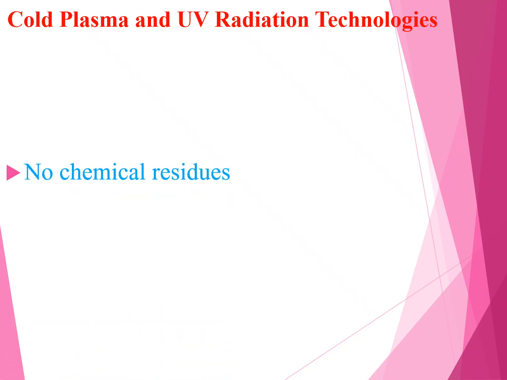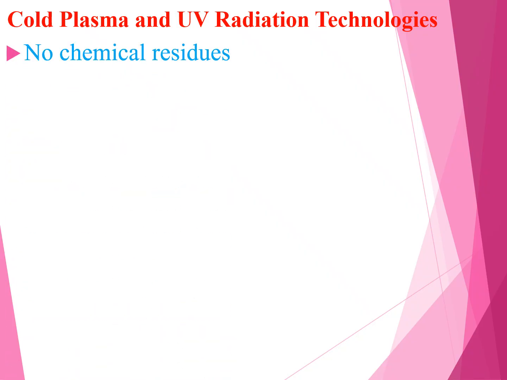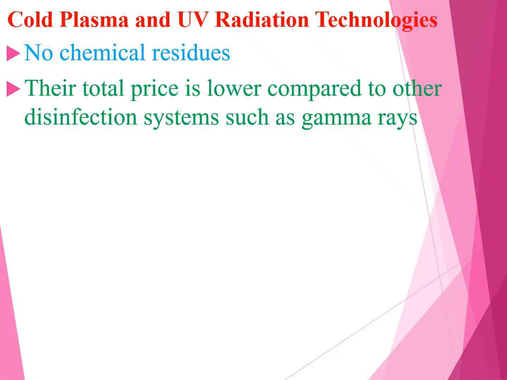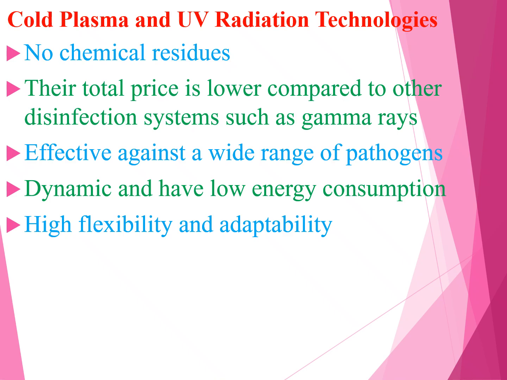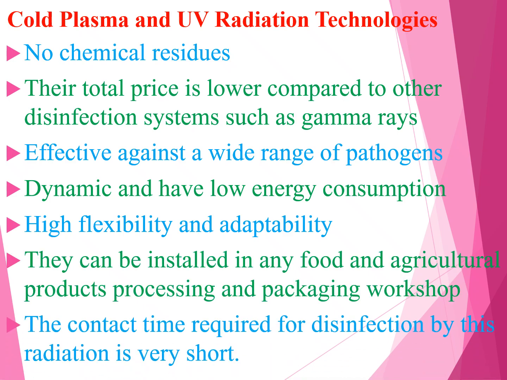And also, they don't use any chemical. They don't leave any chemical residue, and their total price is very low compared to other systems, especially gamma ray systems. They are very effective against a wide range of pathogens. They are very dynamic and have low energy consumption. They are very flexible and adaptable, and they can be installed in any food and agricultural products processing system and packaging workshop. The contact time required for disinfection by this kind of radiation, plasma and UV, is very short.